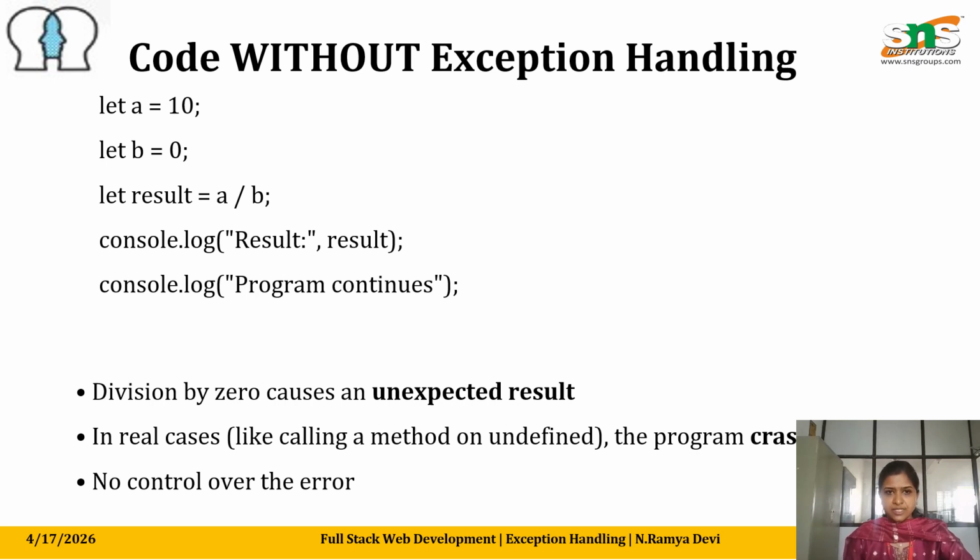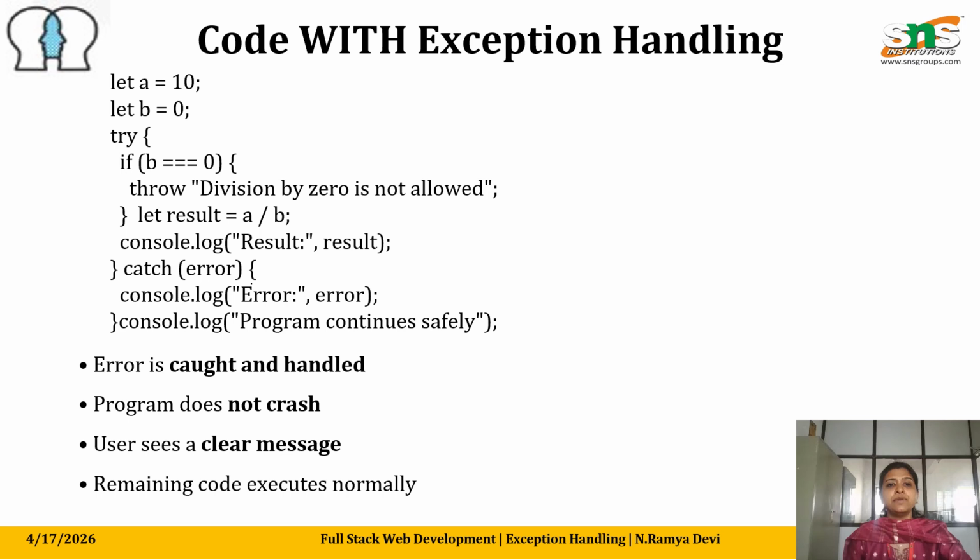But when we use the exception handling mechanism, the same code has been rewritten with try and catch blocks. Here again we have two variables called a and b, to which values are assigned. Here we give a condition: if b is 0, then we throw a user exception called "division by 0 is not allowed." And if it is not 0, the number can be divided, and the result can be viewed in your log file. So here the error is caught, the program does not crash, and the user sees a clear message, while the rest of the code executes normally.